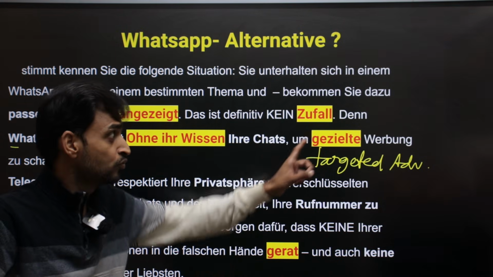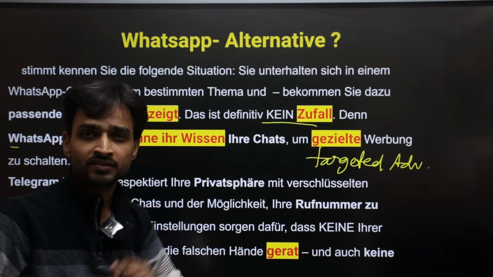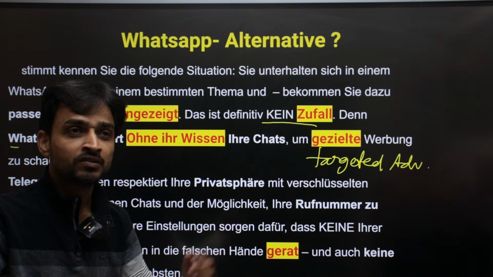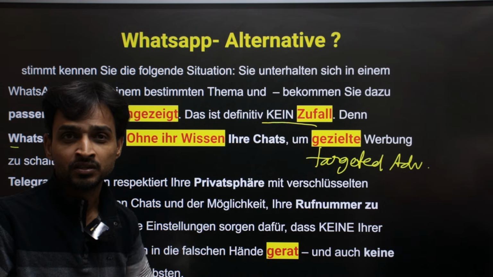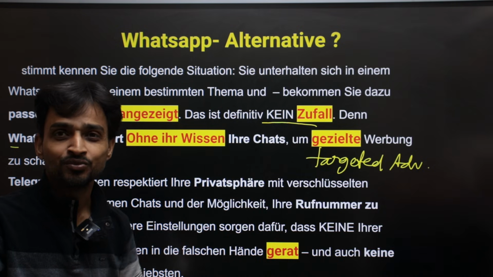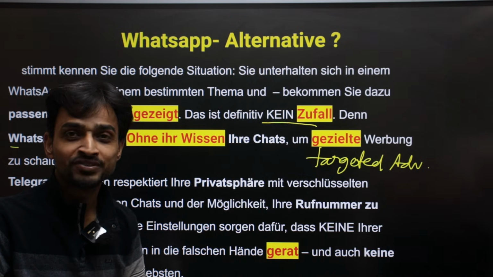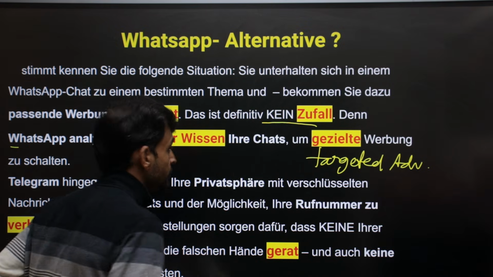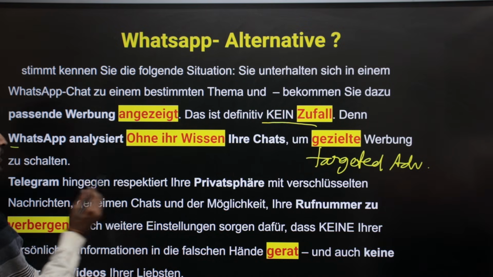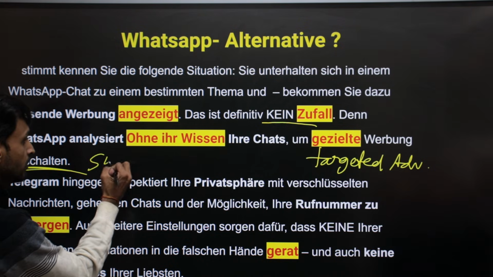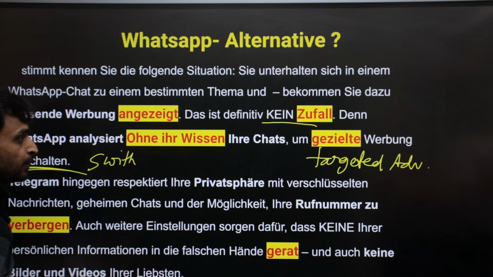And this is not a Zufall. Das ist kein Zufall. It's not a coincidence. Then immediately you will see the same advertisement. You will see advertisements for so many smartwatches of different brands, different discounts, different prices, different features. It's not a coincidence. Gezielte Werbung zu schalten means you immediately switch to the same type of advertisement.